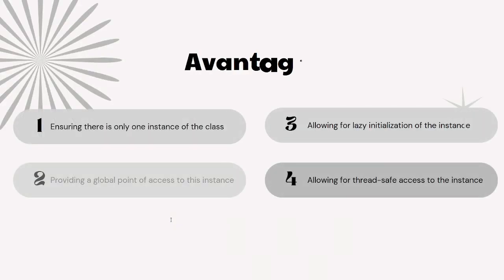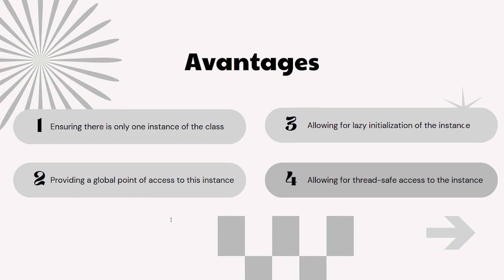Next are the advantages of this singleton pattern. The singleton pattern has several advantages, including, first, ensuring that there is only one instance of the class. Second, providing a global point of access to this instance. The third is allowing for lazy initialization of the instance. Finally, allowing for thread-safe access to the instance.